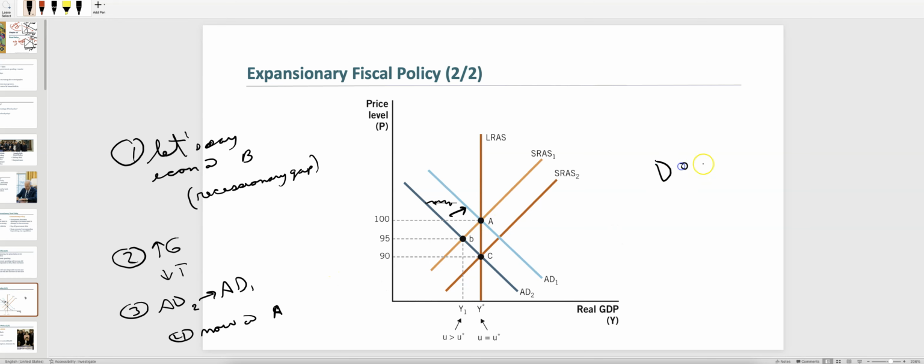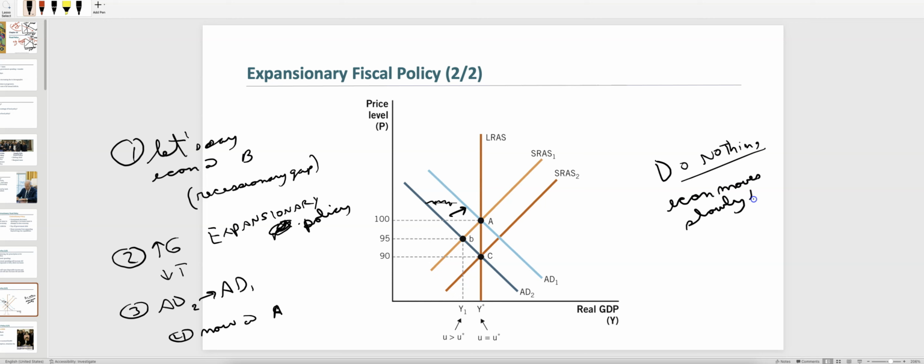If you do nothing, meaning you don't do the expansionary policy, then the economy moves slowly from B to C. A and C represent the same level of output, but as you can see, we did it faster by just jumping from B to A, but the trade-off to the speed is the fact that prices are permanently higher at A than they are at C. So there's our trade-off.